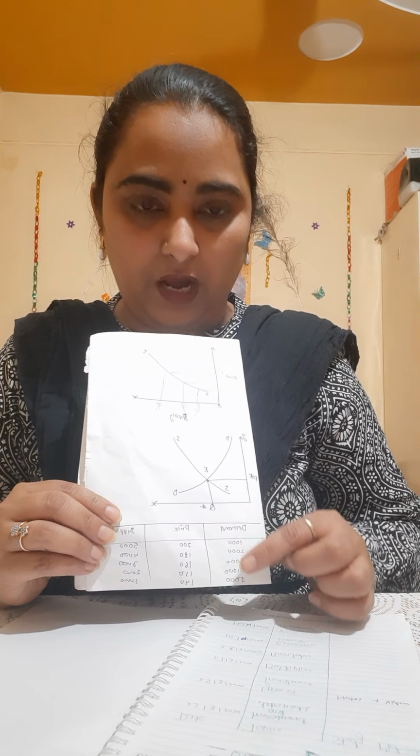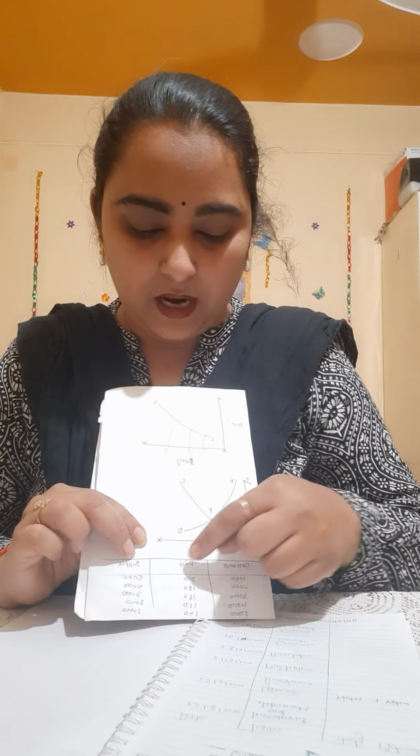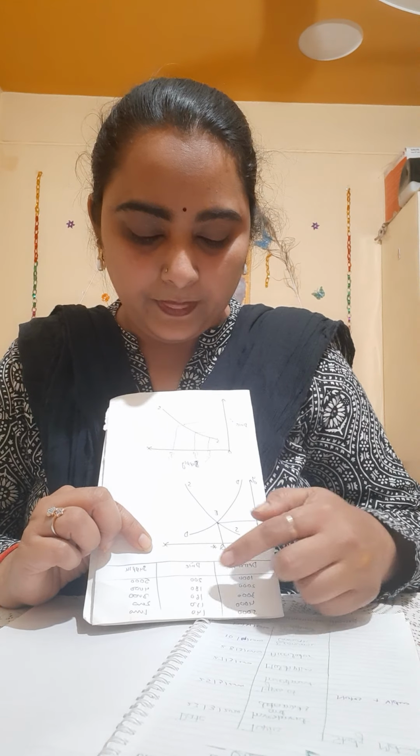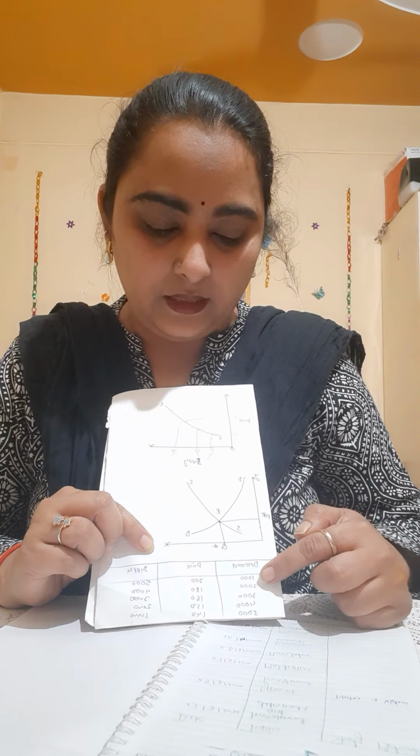Now, we know the relationship between price and demand. I will tell you with the help of a diagram and table how the price of a commodity is determined. First, you have to go to the table. In this table, this is demand, then price, then supply. When the price is 200, then the demand is 1000 and the supply is 5000.